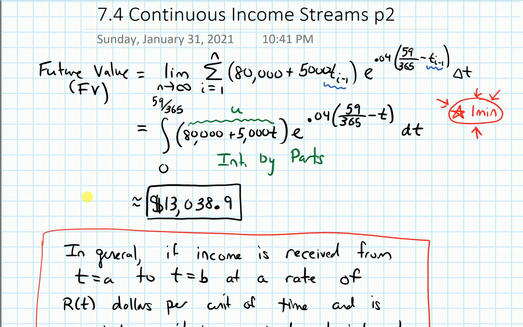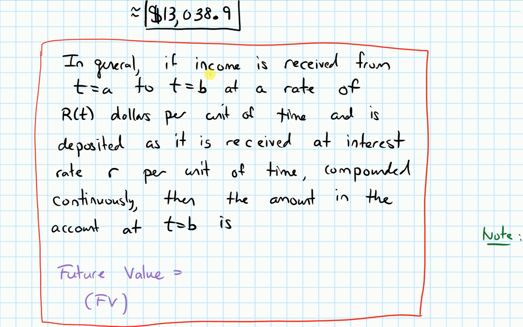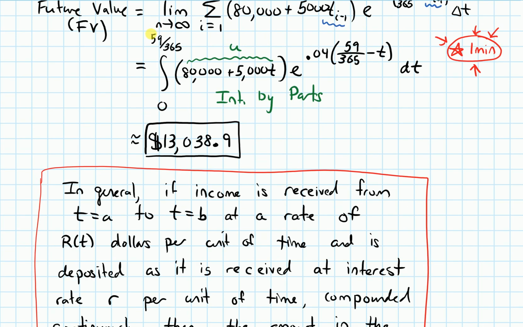Okay, so in general, if income is received over a time period from t equals a to t equals b at a rate of r of t dollars per unit of time, so r of t is some function that represents the rate at which income is received, and right away that income is deposited at an interest rate of r per unit of time, compounded continuously, then the amount in the account at a future time, t equals b, we call that the future value, or FV.